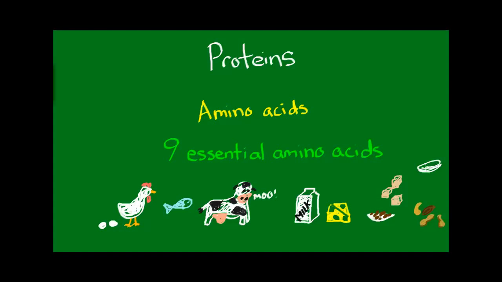Vegetables may be missing one or more essential amino acids, so if you're a vegetarian, make sure you eat a wide variety of protein-rich veggies. Animal meat and dairy products are good sources of protein because they contain all 9 essential amino acids.